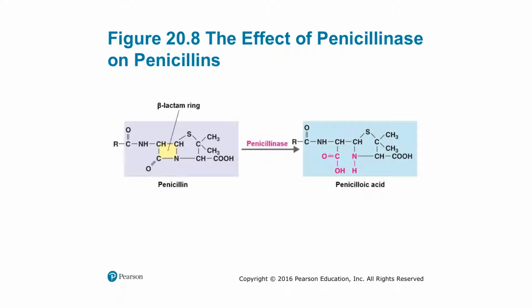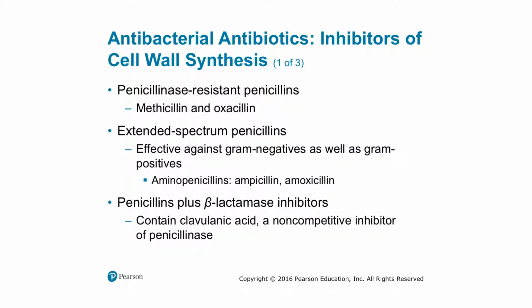So what can a penicillinase do? It just breaks down the beta-lactam ring, and so it breaks the bond right here, and then you get a carboxylic acid on one end, and you get an amine group on the other. So penicillinase-resistant penicillins, methicillin and oxacillin. Extended spectrum penicillins are effective against gram-negatives as well as gram-positives, so the aminopenicillins, ampicillin and amoxicillin, and penicillins plus the beta-lactamase inhibitors contain clavulanic acid, which is a non-competitive inhibitor of the penicillinase.